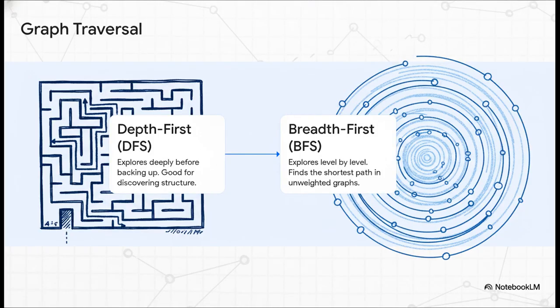There are two main ways to do this. First up is depth-first search, or DFS. I like to think of this one as exploring a maze. You just pick a path and go as deep as you possibly can until you hit a dead end, then you backtrack and try another path.